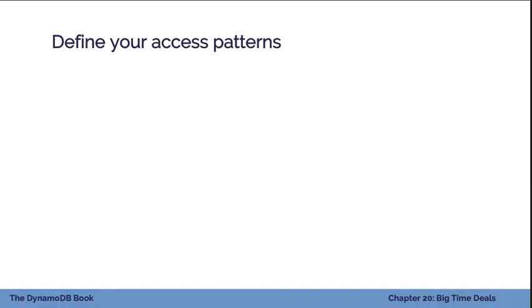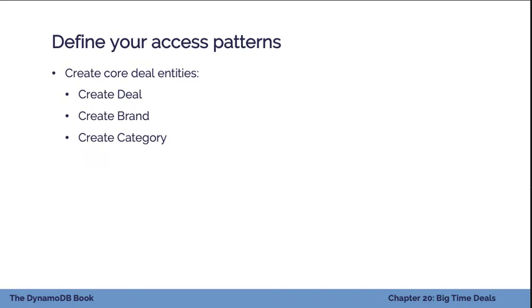We really have a lot, so I'm going to break them up into different groups. The first one is just around those core deal entities, so creating those entities. So we have create deal, create brand, create category. All of this is going to be happening in a sort of internal CMS for our editors. This isn't going to be a user-facing action at all because a user doesn't create a deal. Only our internal editors do that.